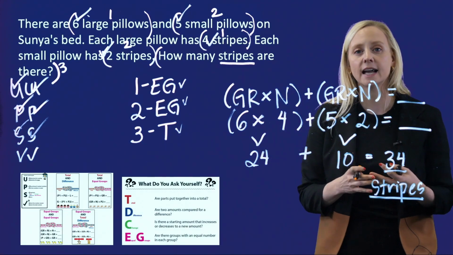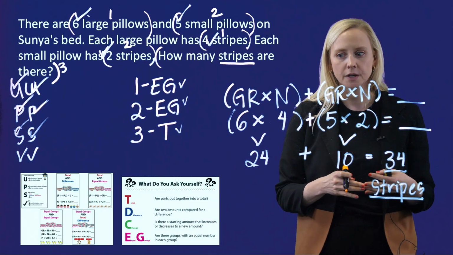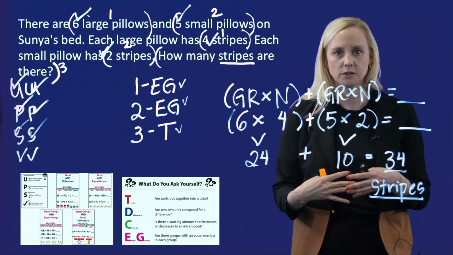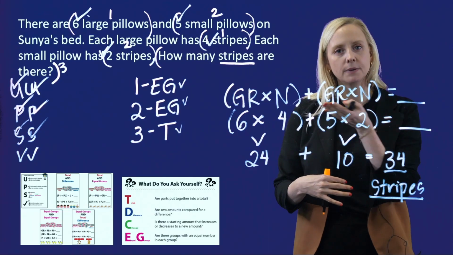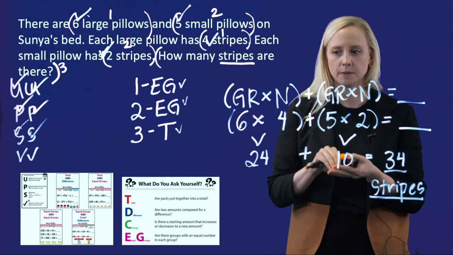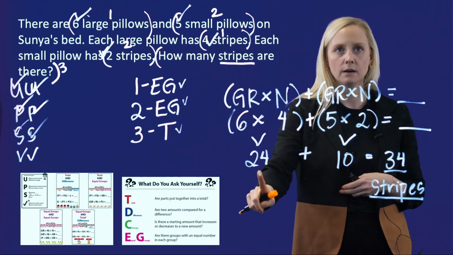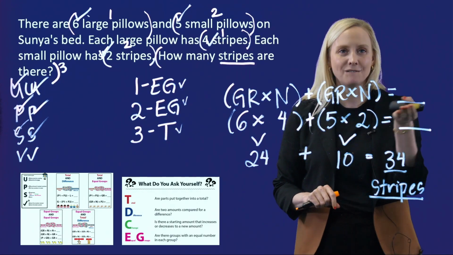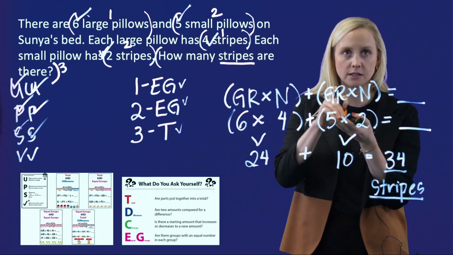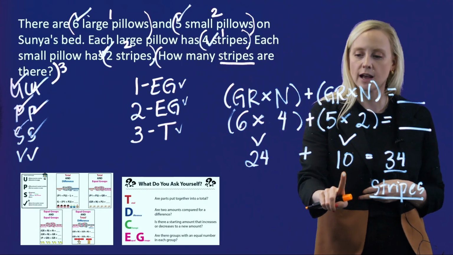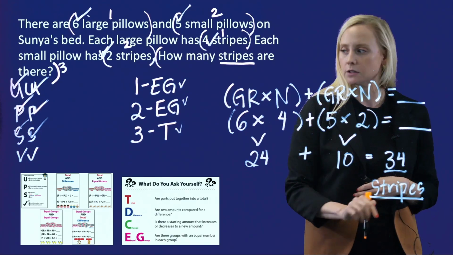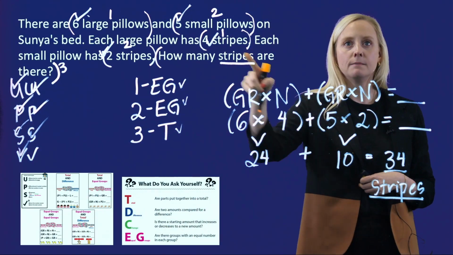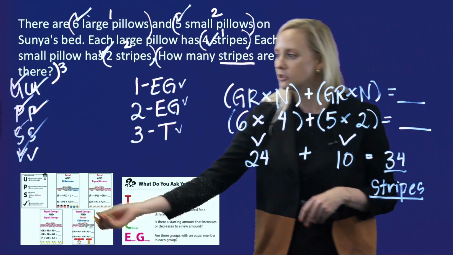Now the very last thing I need to do is check for reasonableness. So here what I can do is do the math again, or you can kind of talk through it with students. So if we have 6 pillows and 4 stripes on each of those pillows, that makes sense that I would have 24 stripes on the large pillows. And then on the small pillows, I have 5 of those and 2 stripes on each of those. It would make sense that I had 10 stripes. 24 plus 10 we know is 34. So my number answer makes sense. Now my label stripes matches exactly what I underlined in my question sentence.